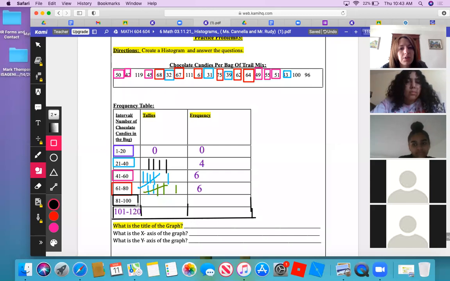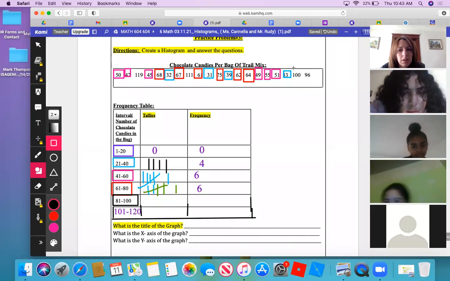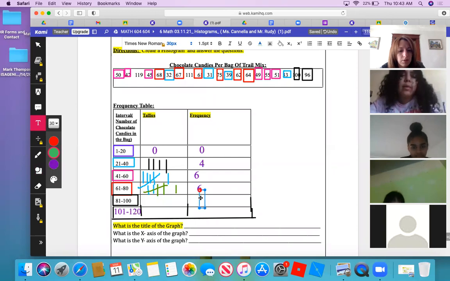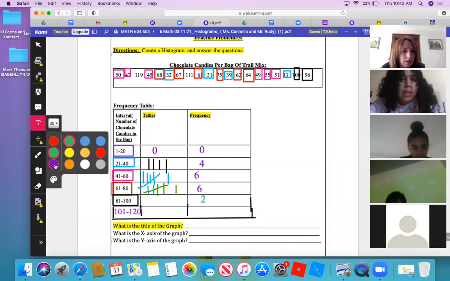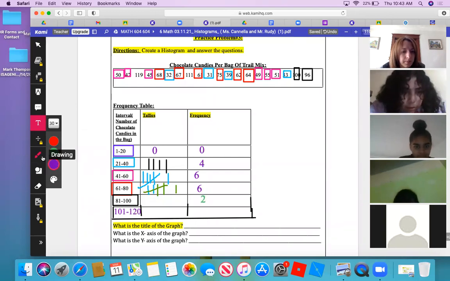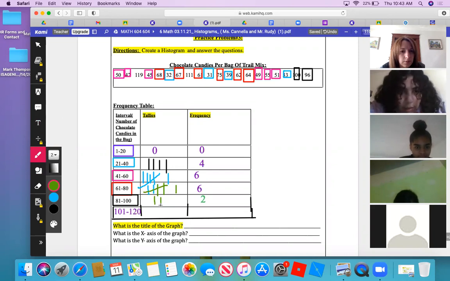Leanna, 81 to 100. How many? 81 to 100 will be 96, so it's just 1 and 2. Sorry. Help your friend out. 2 tally marks and 2 for our frequency. And then the next one is 101 to 120. It's obvious that it's 2 left. So we write 2 tally marks and the frequency is 2.